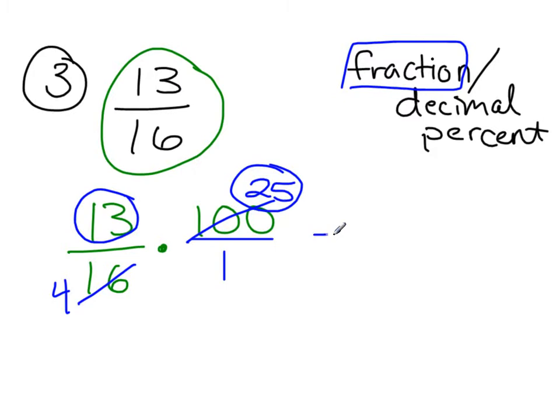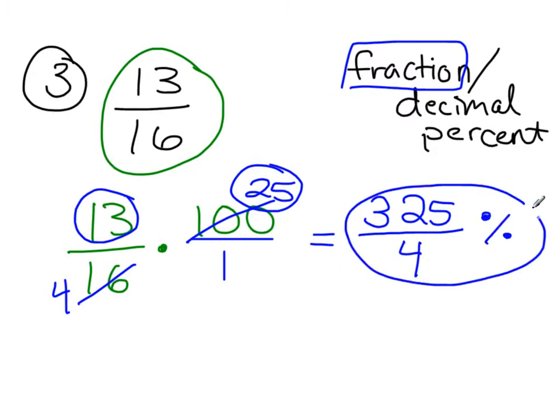I'm going to tell you now what the answer is, so pause it if you want to figure out on your own. The answer is 325 all over, 4 times 1 is 4. Now this is a percent. So we have 325/4%. Okay, that was nice to write because there wasn't a lot of work that we had to do, but it's not very pretty to look at.